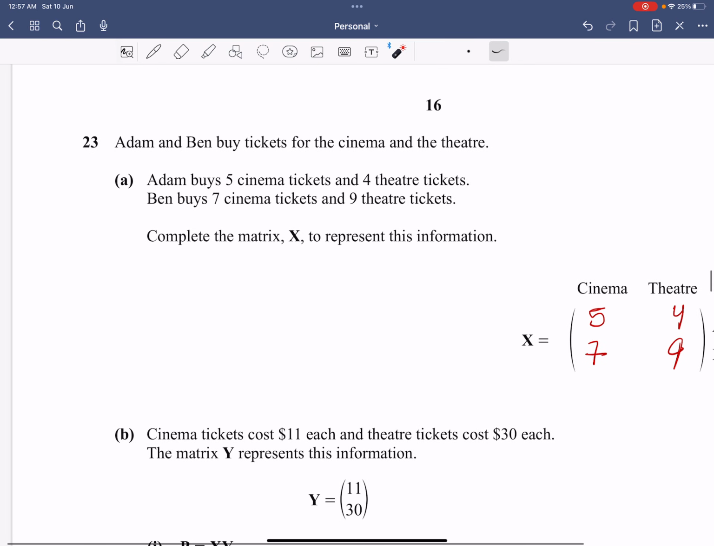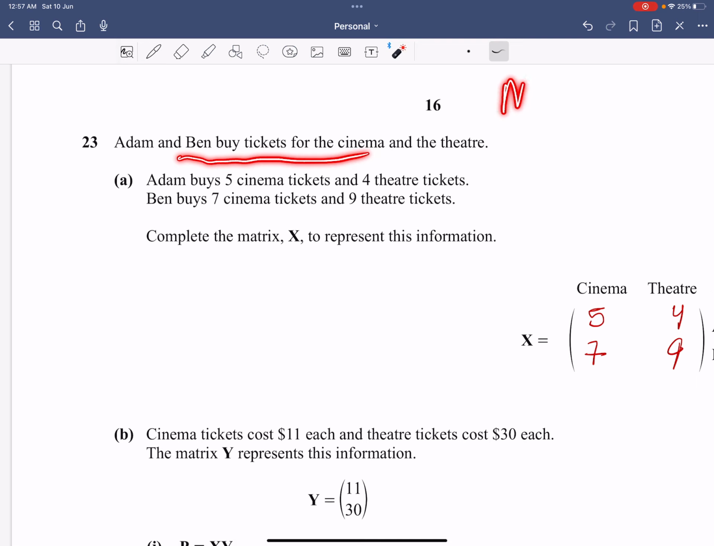Question 23. So this is the matrices question. Matrices is mostly easy, so I hope you get through this as soon as possible. Adam and Ben buy tickets for the cinema and the theater. Adam buys 5 cinema tickets and 4 theater tickets. Ben buys 7 cinema tickets and 9 theater tickets. Complete the matrix X to represent this information, right?